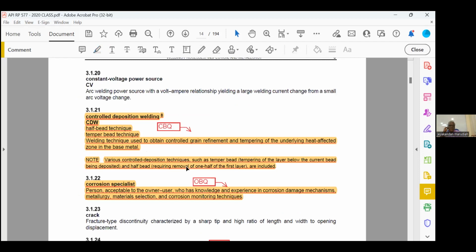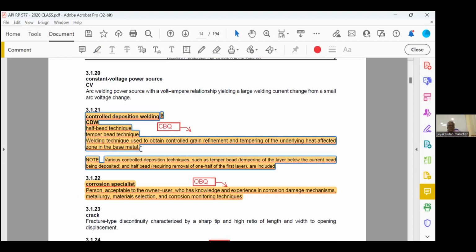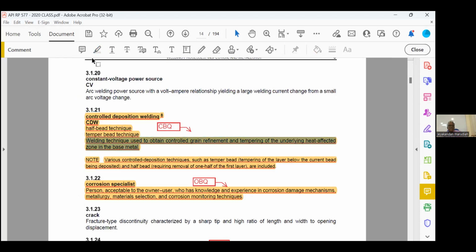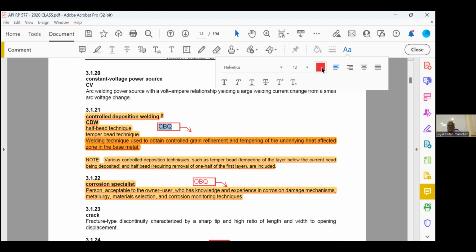Then what is CDW? Highlight this one. Top bead, temporary bead, welding technique used to obtain controlled grain refinement and tempering of the underlying heat affected zone. So that is the definition of controlled deposition welding. This was also recently asked.